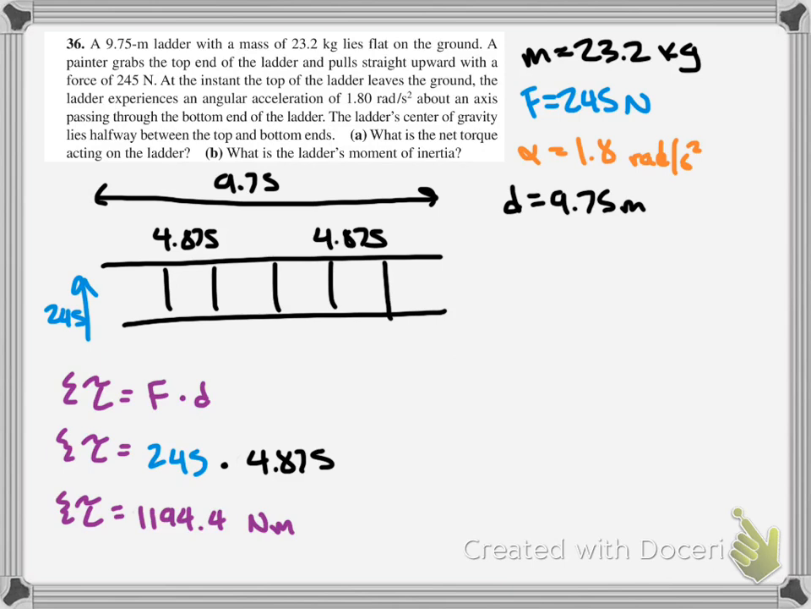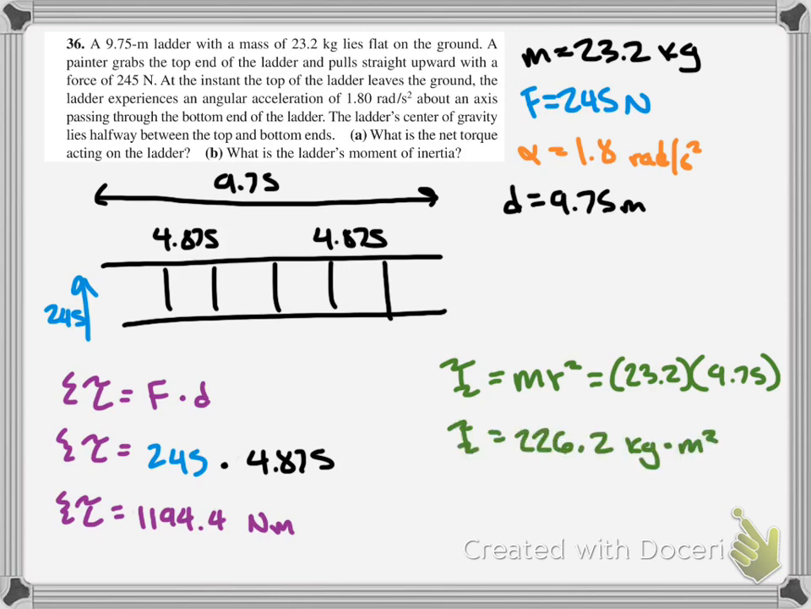Now to get B, you know that inertia is equal to mr squared, and you know your m and you know your r. So you just plug in and you get that your answer is 226.2 kilograms times meters squared. And that's your final answer.